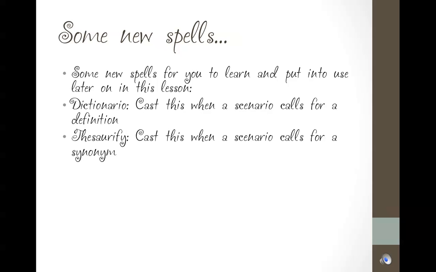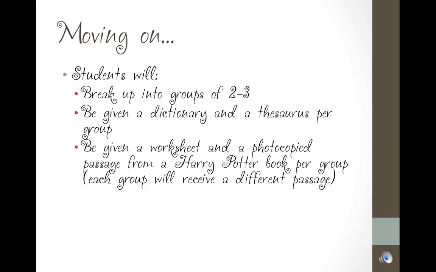I'm going to be breaking you up into small groups now. Please keep these spells in mind as you complete the worksheet I'm about to hand out, and remember them for the activity at the end of class. Once you are in your groups, I will hand out a dictionary and a thesaurus to each group. Each group will also receive a worksheet and a photocopied passage from one of the Harry Potter books.